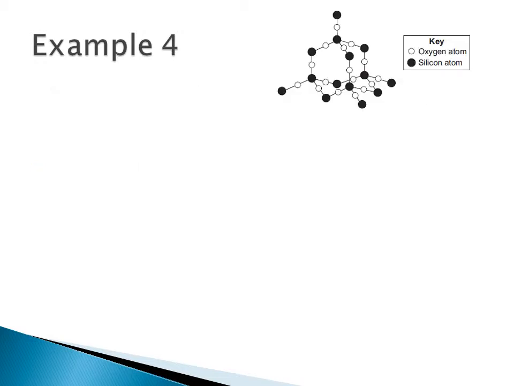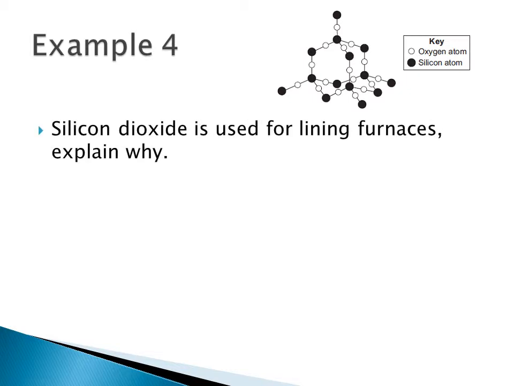Okay, one more. Now on this one, we're being a bit tricky. Silicon dioxide is used for lining furnaces. Explain why. And we've got a picture of a silicon dioxide structure. Okay, so why is this one tricky? Well, silicon dioxide is not in the syllabus. It's not one of the standard molecules you expected to know. However, they've given us enough information to make an educated guess at it and work it out.